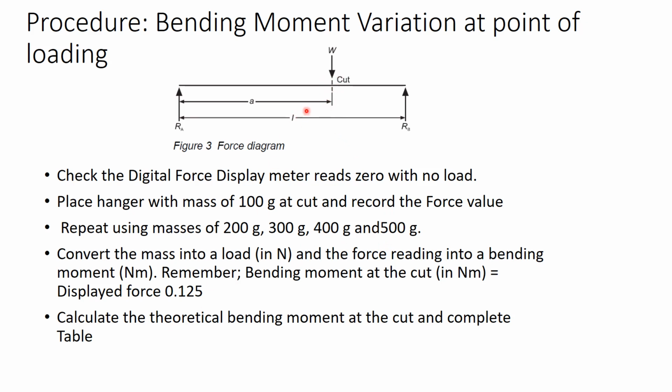Then in the next step we will convert this mass into load, and we will find the bending moment at this cut section. Remember that the length of the moment arm is 0.125 meter, and we know the force. We will find the bending moment in Newton meter. So we will calculate the theoretical value in this manner, complete the table and generate the graph to show the relationship between point of loading and bending moment.